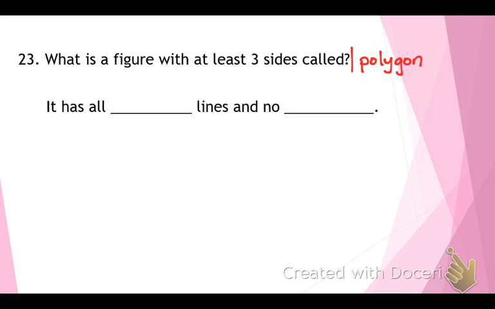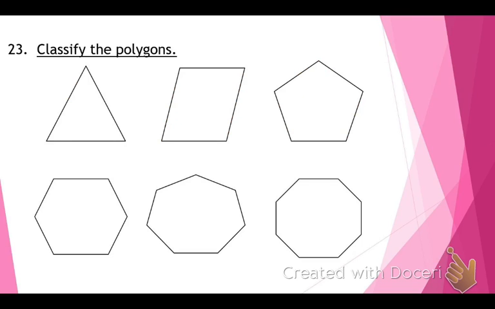Okay, now a triangle, as you mentioned, is an example of a polygon, but a polygon is anything that has at least 3 sides. We know some things about it. What kind of lines does a polygon have to have? Straight. It has to be straight lines. And it cannot have any what? Curves. No curves. Okay, so make sure you know that about a polygon.